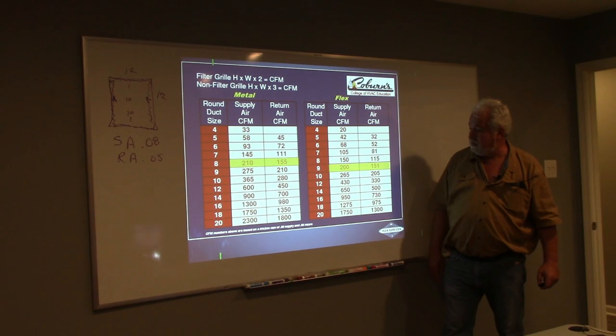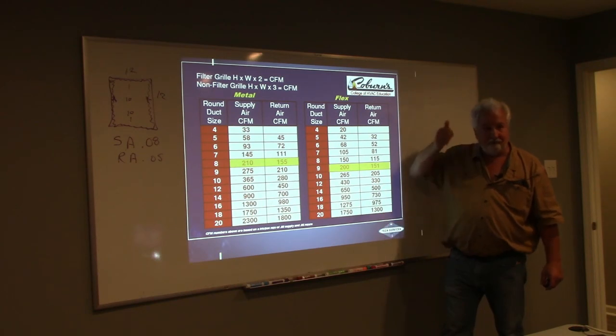Now look at this. How many 5 tons if you went with 20 inch going into the back of the furnace? Are we moving enough air? We lost 15. What do you think the static pressure is going to be when you have this? Does that make sense?